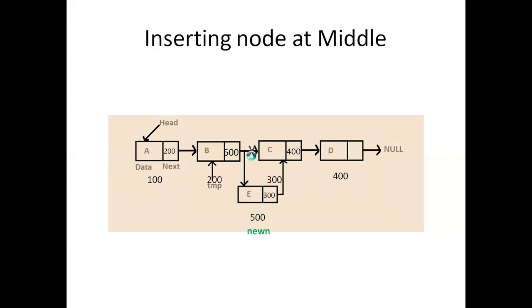So if you insert the node 500 in between B and C, B next, meaning 200 next, should be 500. 500 next should be 300. This is the way we can connect the nodes B, E, C. So temp is 200. 200 next is equal to our new node. New node next is equal to 300. And remove the link between 200 and 300. So head is here and it is the head node.